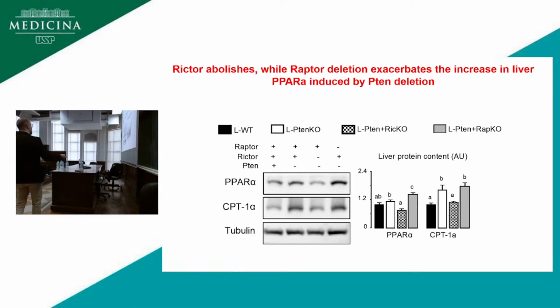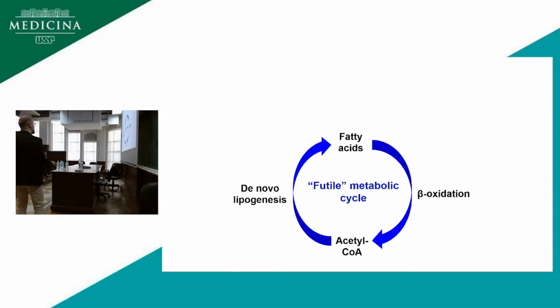And we also measured the protein content of proteins involved in this process, such as PPAR alpha and CPT1 alpha, and we saw a similar pattern. These proteins are increased by PTEN. Rictor deletion abolished this increase in their content, and Raptor exacerbated the content of PPAR alpha, but not of CPT1 alpha.